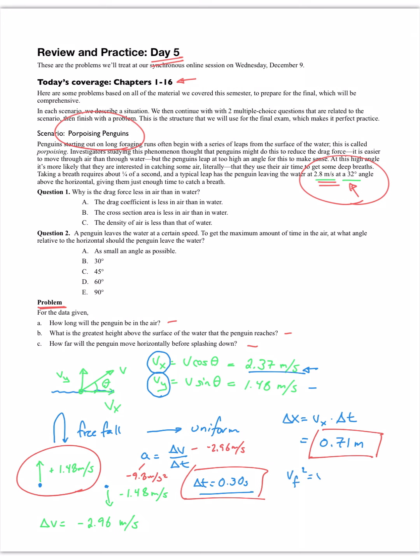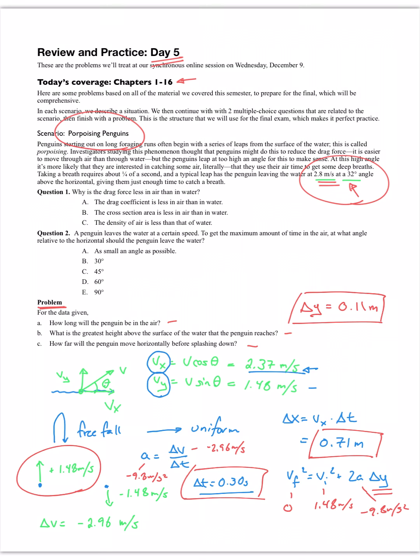Vf squared is equal to Vi squared plus 2 times a times delta y. Delta y is going to be the height that the penguin reaches above the water. For this problem, the initial speed is 1.48 meters per second. The final speed, when it reaches its highest point, is 0 meters per second. And the acceleration, of course, is just the acceleration of free fall. That's negative 9.8 meters per second squared. With everything in hand, I can calculate what delta y is. If I do that, I get a change in height of 0.11 meters. And so that's my third piece of the problem.